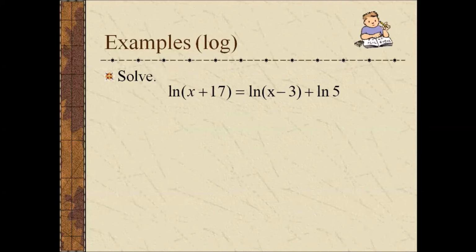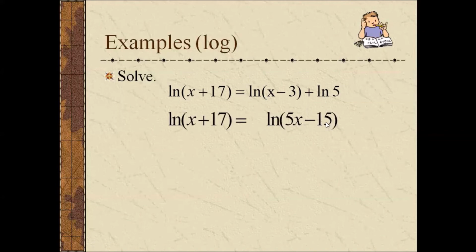This equation has a natural log on the left side, two natural logs on the right side. What should we do? Well, let's simplify the right side first. Two separate logs being added can be turned into a single log with multiplication. So the right side simplifies as ln of 5x minus 15. Notice that I distributed 5 times x and 5 times negative 3. Now recall that ln, or natural log, is the log base e.